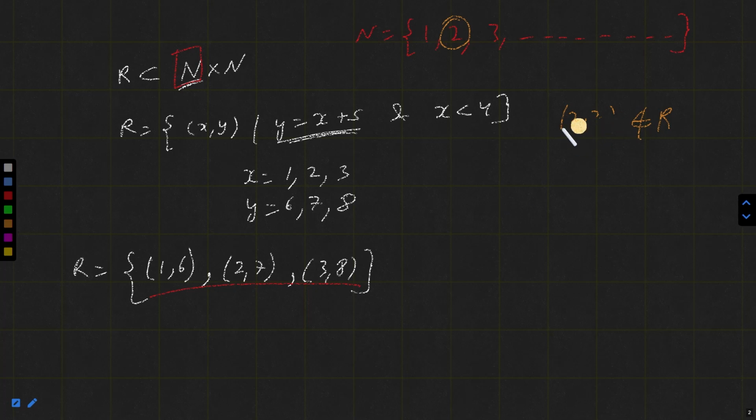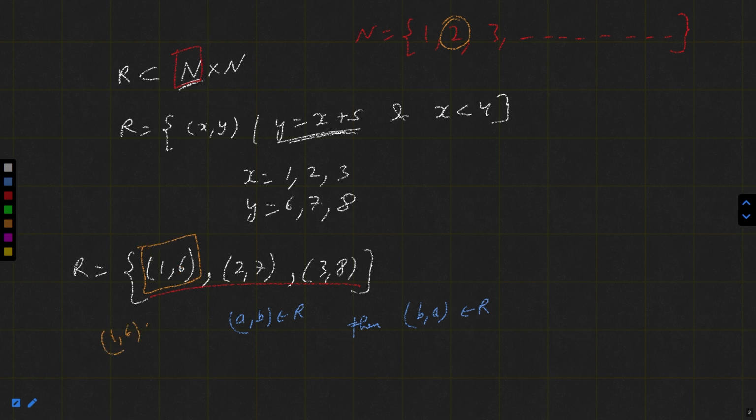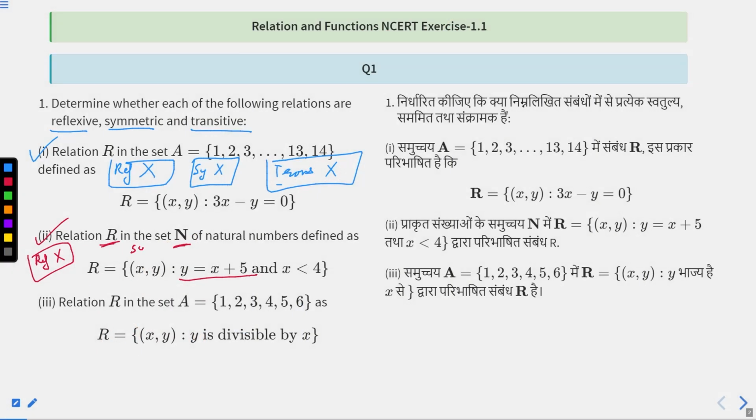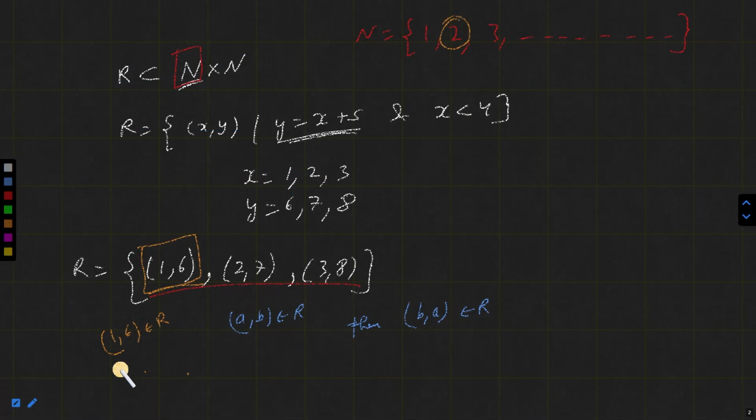Now let's see, is it symmetric? So for symmetricity, if (a, b) belongs to R, then (b, a) also belongs to R. If you see this pair (1, 6), (1, 6) belongs to R, does (6, 1) belong to R? No, it is not. So as you can see, (6, 1) doesn't belong to R, so this means it is also not symmetric.